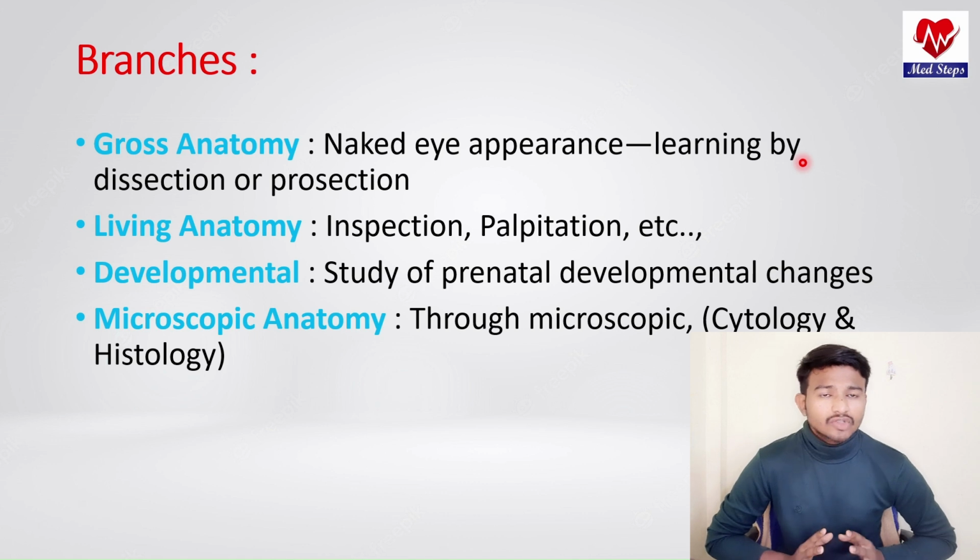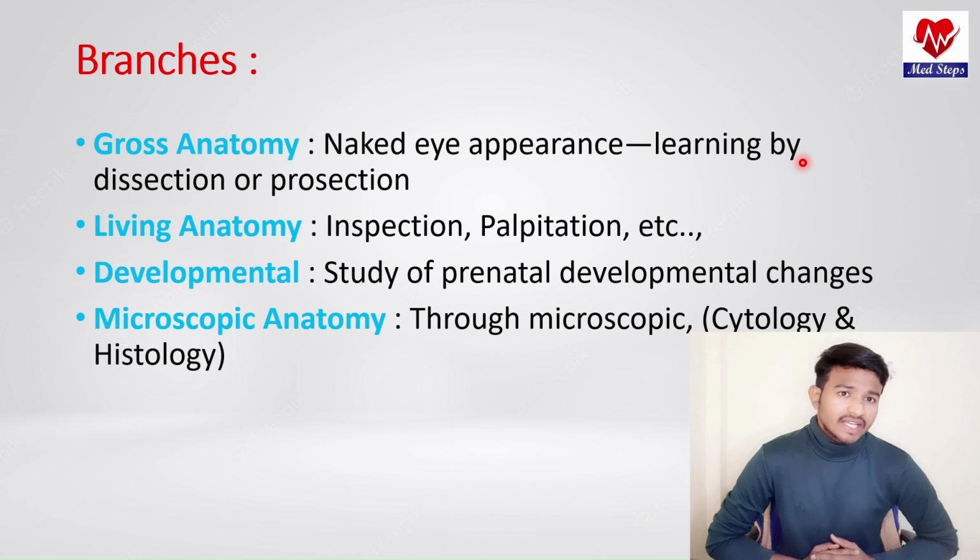Next, microscopic anatomy. This microscopic anatomy we can't see with our naked eye. We can see it with a microscope. This microscopic anatomy is divided into two parts: cytology and histology. Cytology is the study of cells. Histology means the study of tissues.